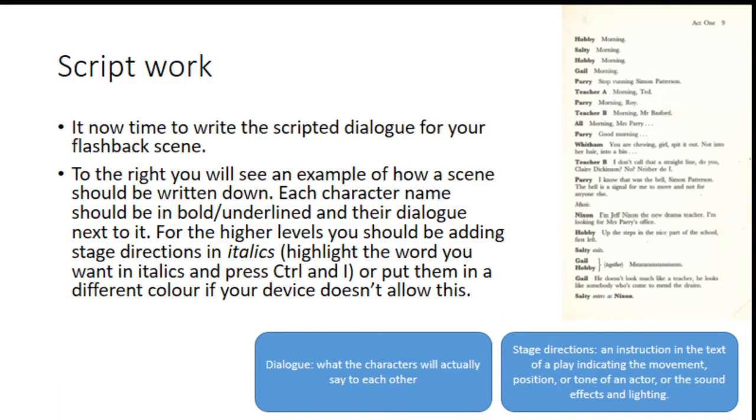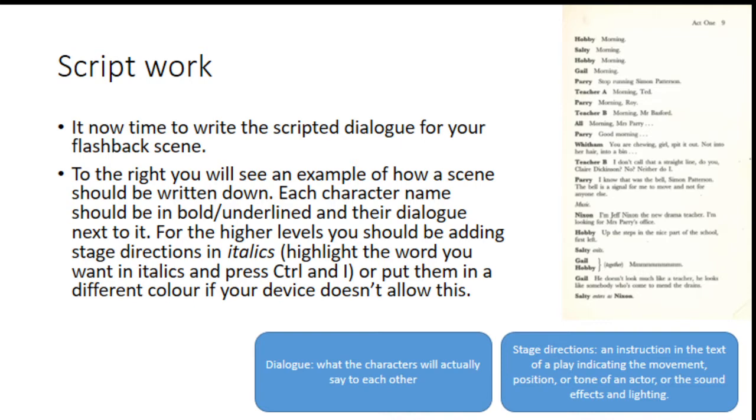Hi everyone, this is your next Year 9 drama lesson in regards to melodrama. So, if you did not get time last lesson, please make sure that you have completed your script work. Remember that this is based on your flashback scene on the storyboard that you created in a previous lesson.